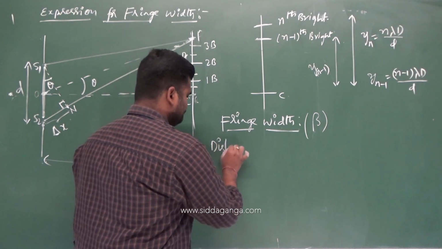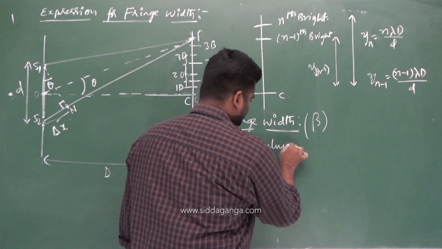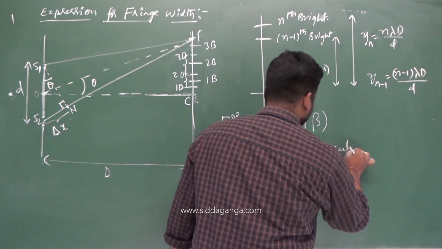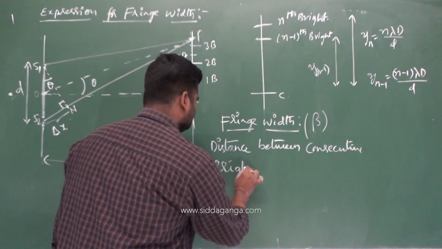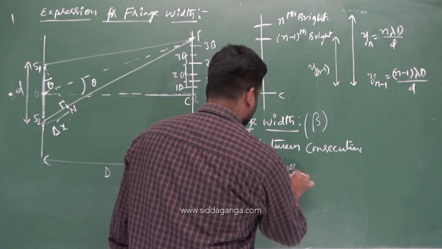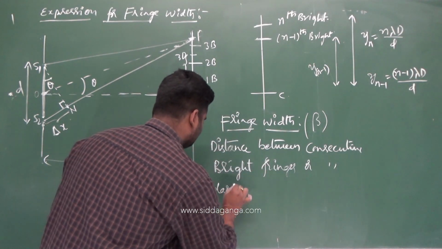Distance between consecutive bright fringes or consecutive dark fringes.